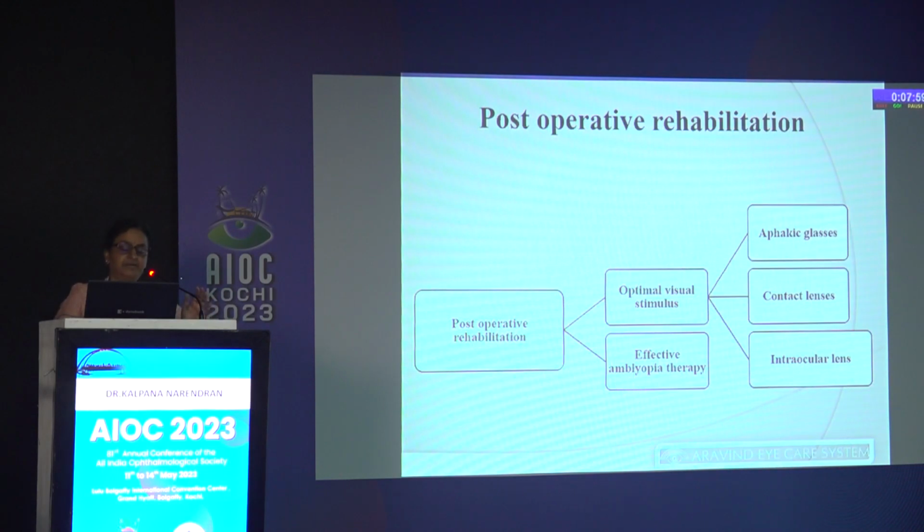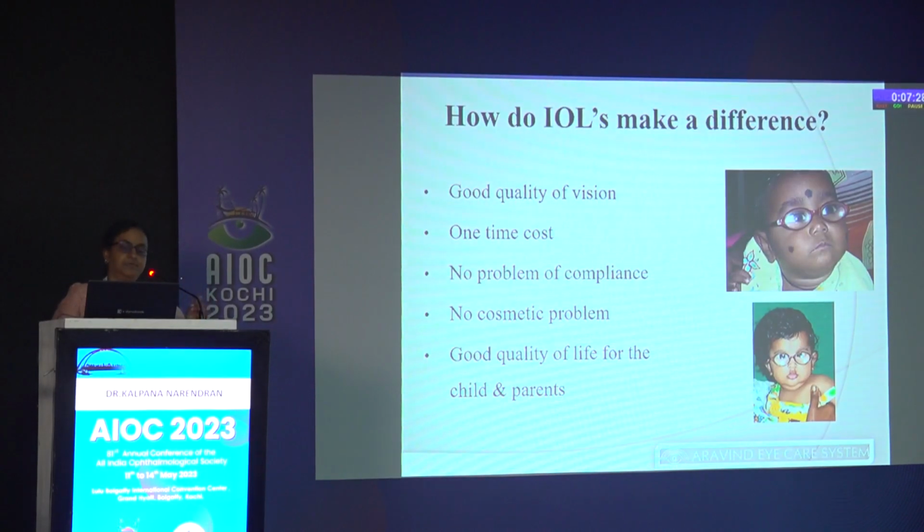And the post-operative rehabilitation, one is to give an optimal visual stimulus. One is by removing the opacity. Second, by giving them aphakic glasses or contact lenses if the patient is compliant. In our setup, contact lens is not very well accepted unless the parents are very educated. And then intraocular lens is an option based on the case selection. Then followed by effective amblyopia therapy, because most of the children are going to present to you at a later stage. So amblyopia therapy should also be part of the rehabilitation program.